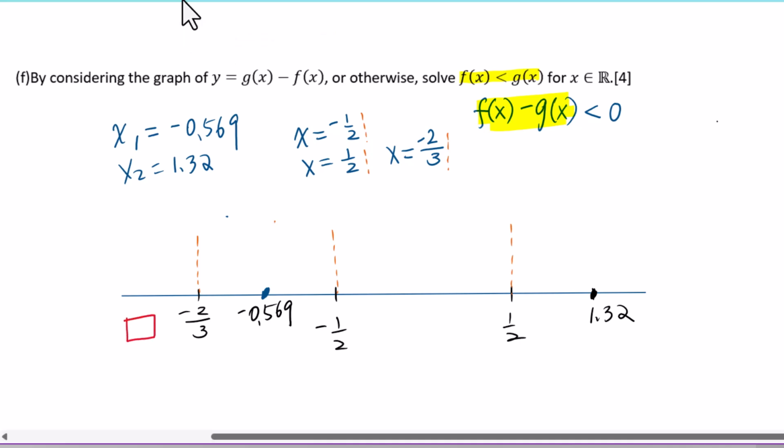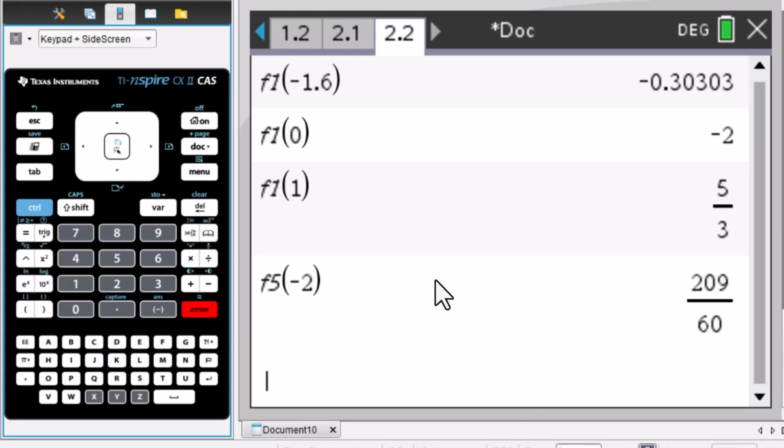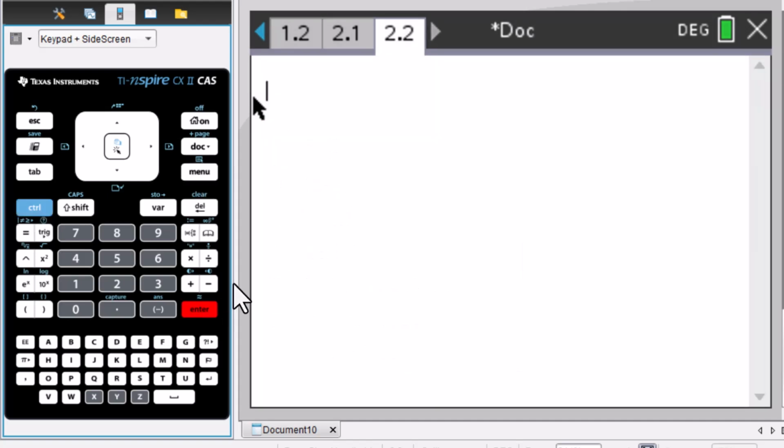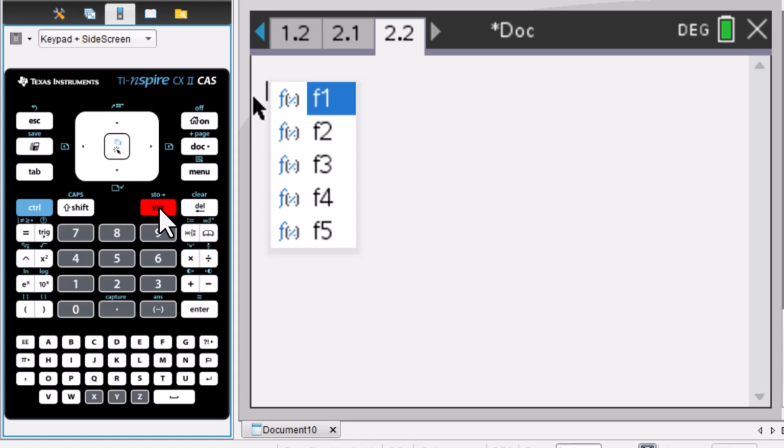Let's use -2, -0.6, -0.55, 0, 1, 2. Let's go to the calculator. Control menu, clear the history. Go to variable. f5 of x is our function, f of x minus g of x.